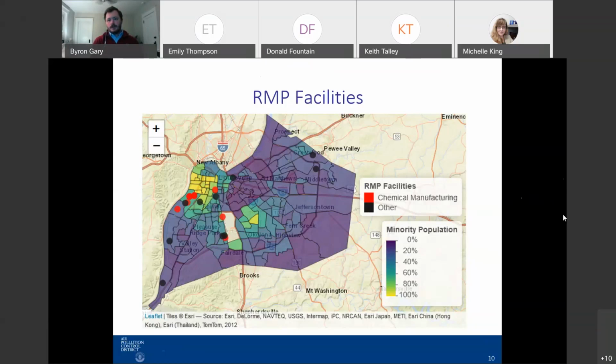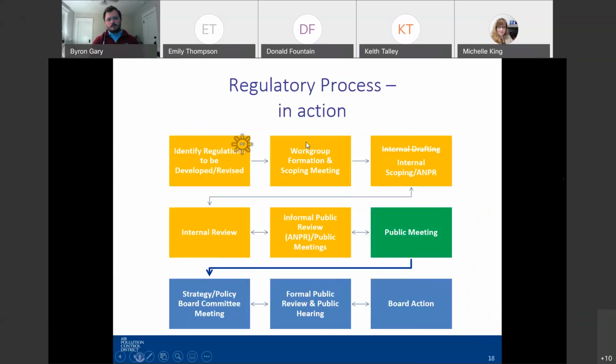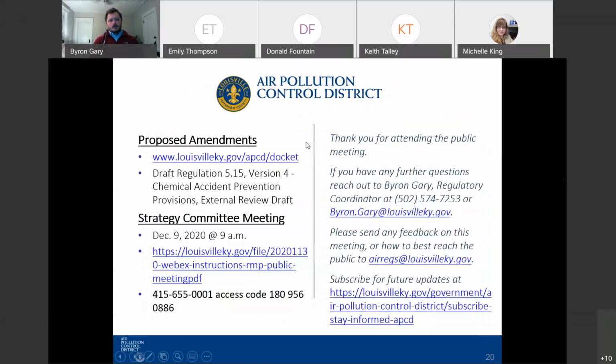And Michelle also posted the longer version of the link, LouisvilleKY.gov/EPCD/dockets. That's the short version of the link that Michelle has posted in the chat, as one more way for folks to be able to access this. I'll bring up this slide one more time for folks to have the opportunity to get down any information they need, and give it maybe just a couple more minutes and see if anybody else has any other questions.